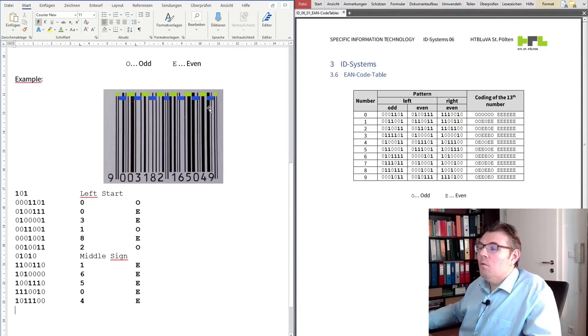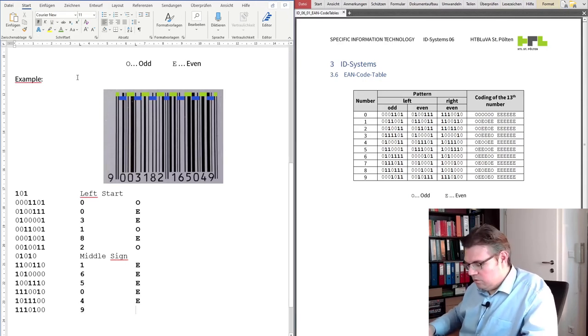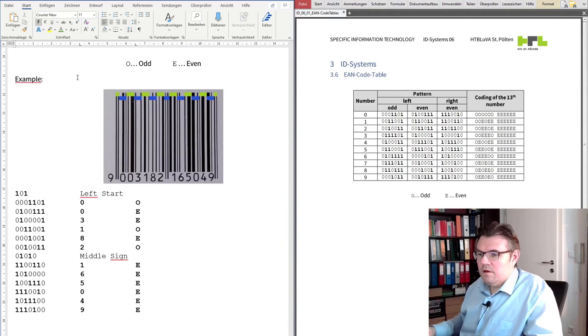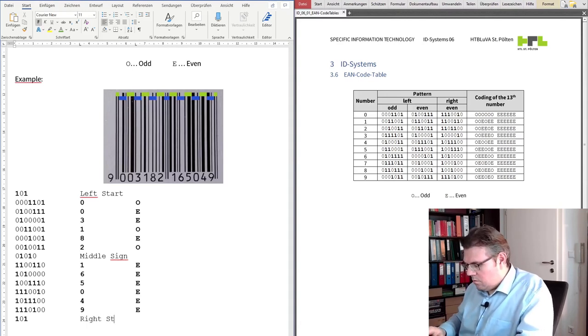Then we are at 1 1 1 0 1 0 0. What is that? 1 1 0. Ah, it's 9. Okay, fits perfect. And it's also even. And now we have 1 0 1, and that's the right stop.